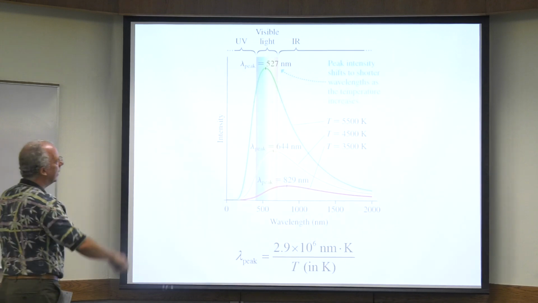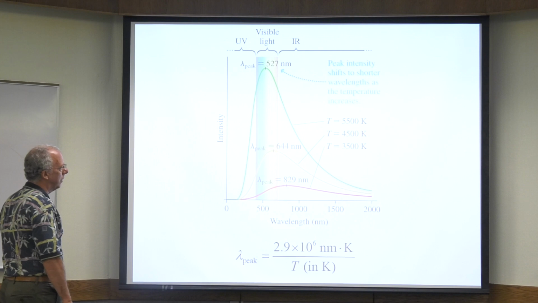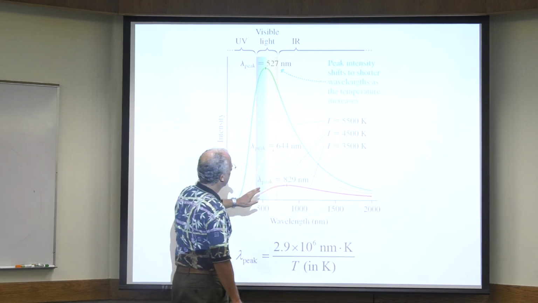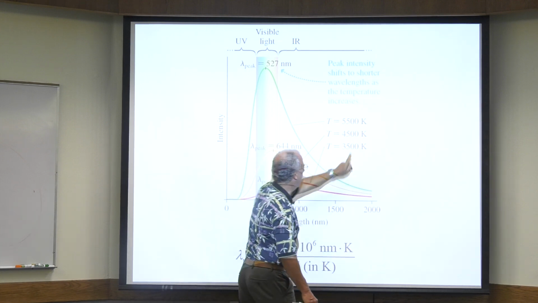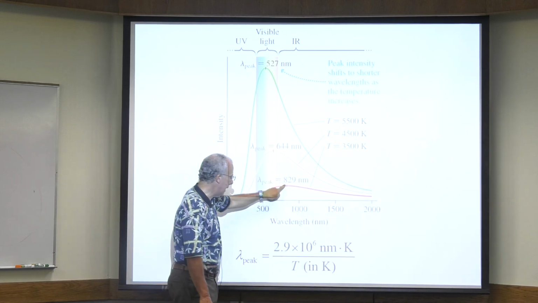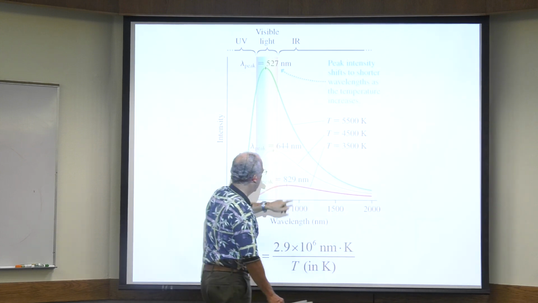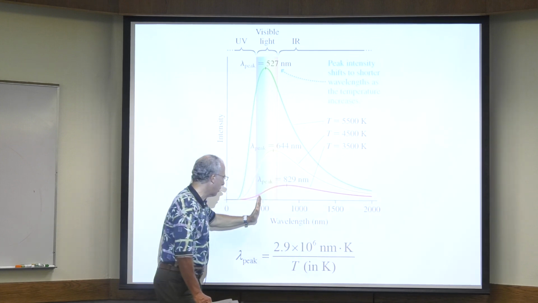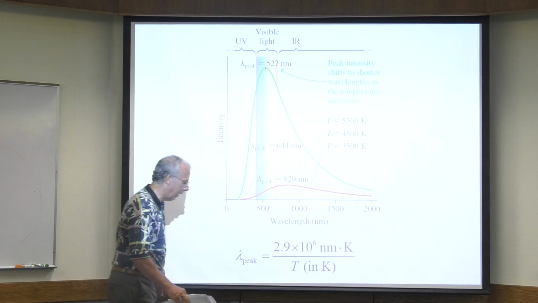Okay, so again, peak intensity shifts to shorter wavelengths as the temperature increases. So if you have a really cold star, let's say 3500 K, then it's not going to be very bright, right? The intensity is low. You're going to have your peak at longer wavelengths. If you have a hotter star, it's going to be brighter than the cold star, and the peak is going to be at shorter wavelengths. That's what it says. So there's the equation, all right?